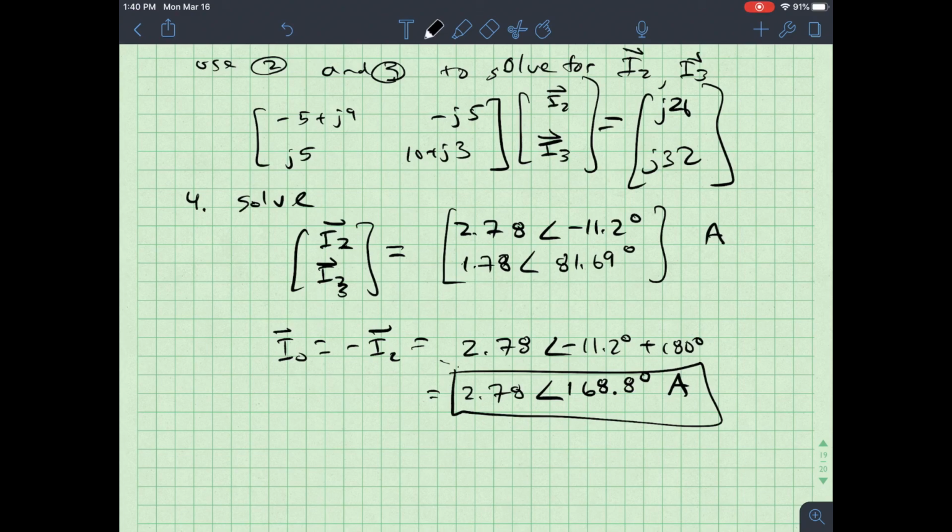All right, that's all I'm going to cover for nodal and mesh analysis in AC. If you are very comfortable with doing these in DC, the only thing that's different is that I have complex numbers instead of real numbers, which just makes things a little bit more difficult algebraically, but conceptually it is still the same.